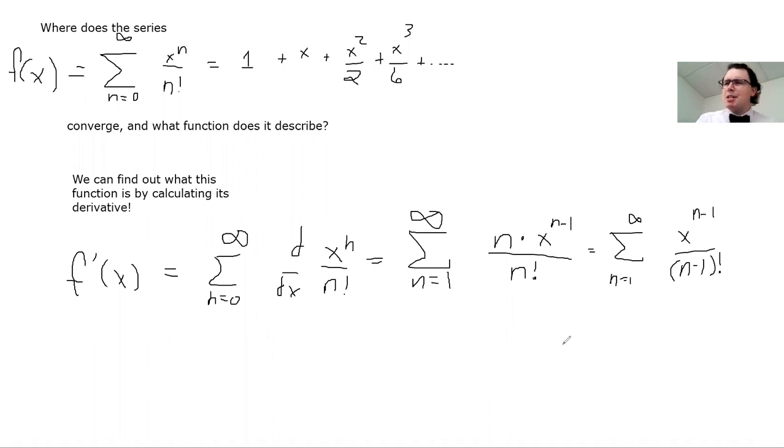So what does this series look like? For n equals 1, I'll have x to the power 0, which is 1, divided by 0 factorial, which is 1. For n equals 2, I'll have x to the power 1 divided by 1 factorial, just x. For n equals 3, I'll have x squared divided by 3 minus 1 is 2, 2 factorial.